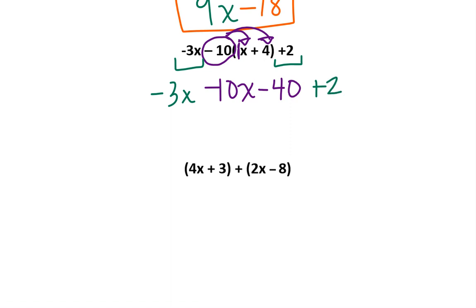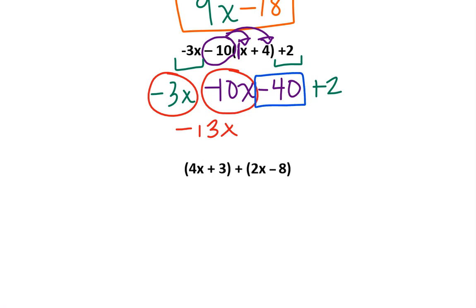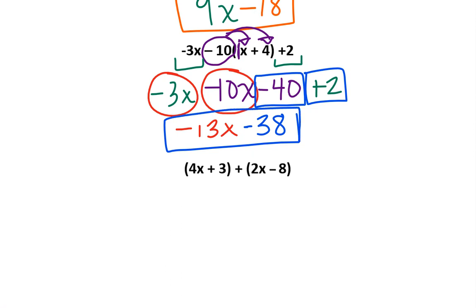My next step is to combine like terms. My first term is a negative 3x. I can combine it with any other term that has an x. In this case, I'm going to do negative 3x minus 10x, which gives me negative 13x. And then my last terms are my constants. So negative 40, I can combine with plus 2, and that gives me negative 38. So my simplified expression is negative 13x minus 38.